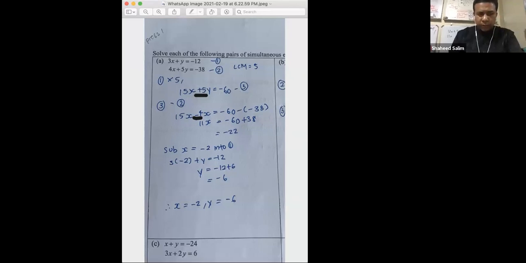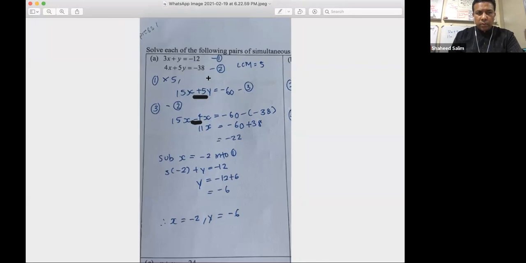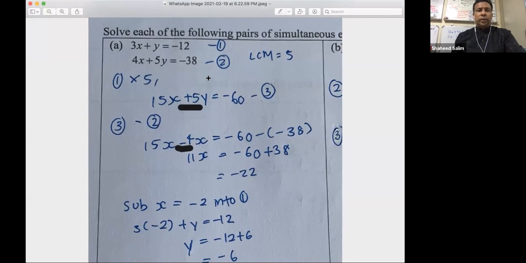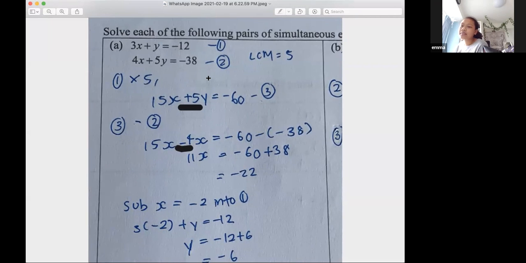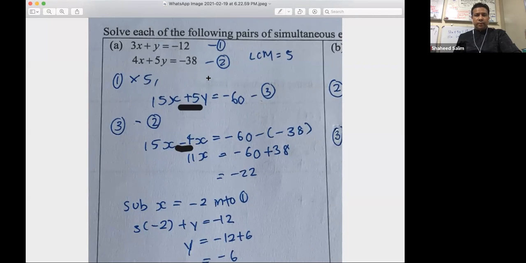Is this the one? Correct. Okay, 3 minus 2. Which one? Change the plus to minus, which one? I underlined it. Oh, okay. 1 times 5. Okay, correct. 3 minus 2. Yeah. So now, your teacher is right.